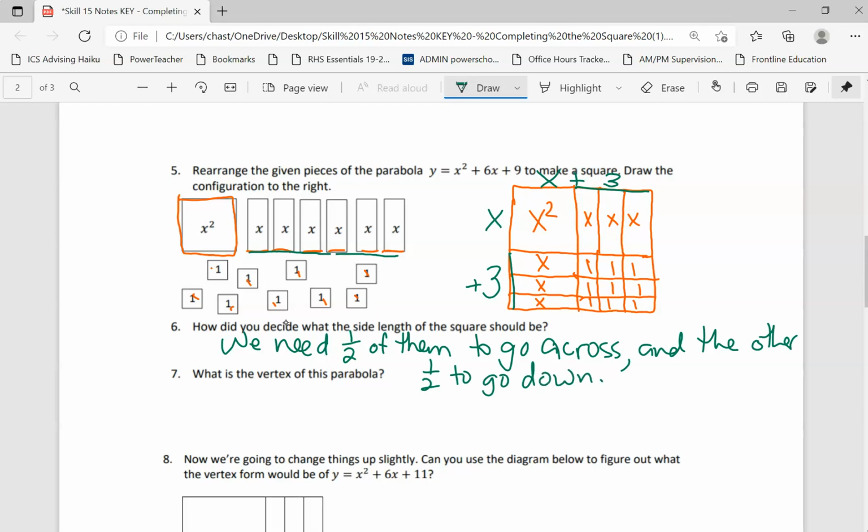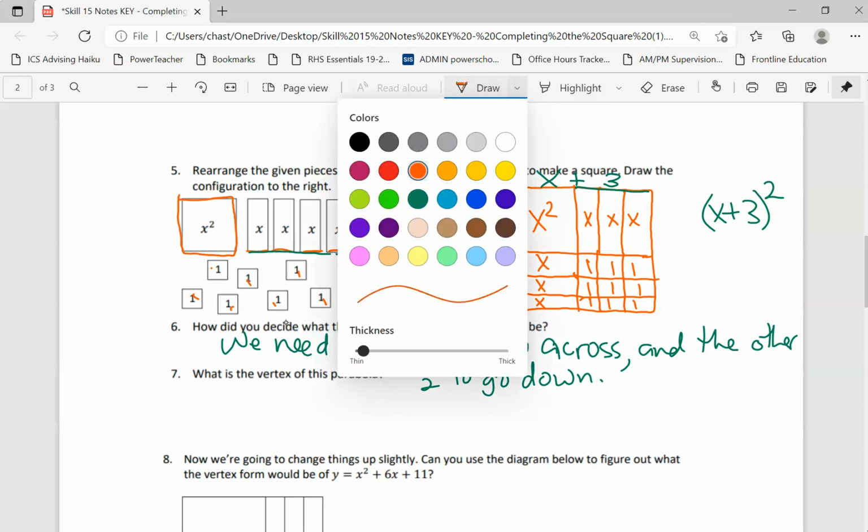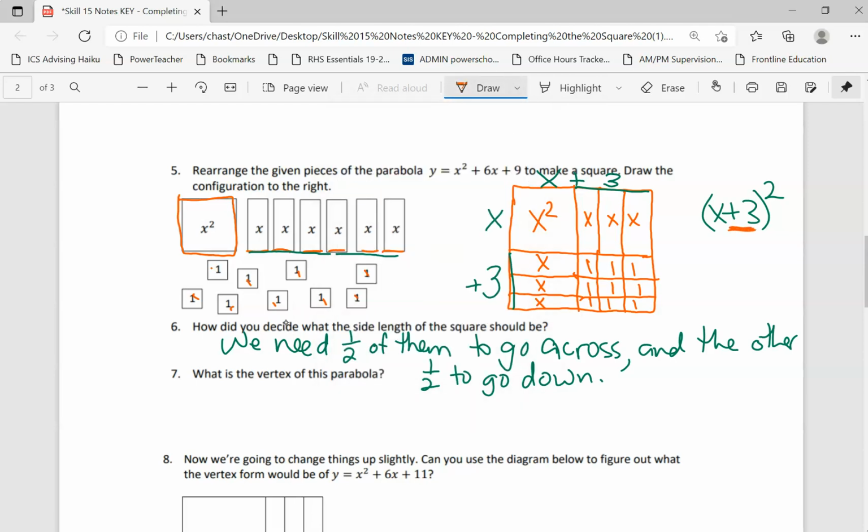Now when I look at this, this is just x plus 3 squared, so it's my vertex of the parabola. So notice now this is vertex form, so if this says plus 3, the x-coordinate of the vertex is negative 3. We had no leftover pieces outside of the square, so plus 0, that gives us the y-coordinate. So the vertex is negative 3, 0.